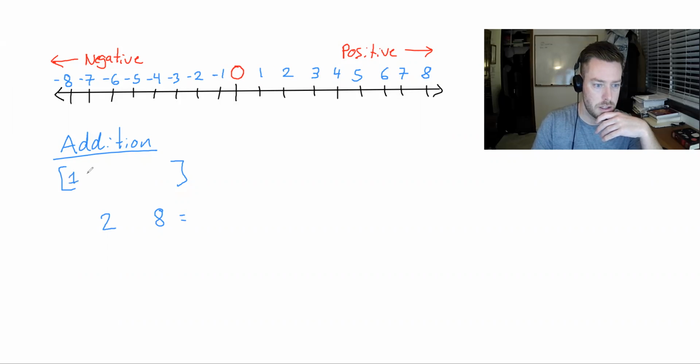I'll just write this as notation: one positive and then one negative. All right, so let's just do -2 plus 8.